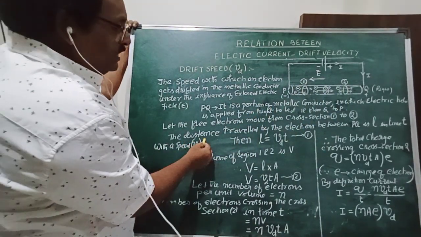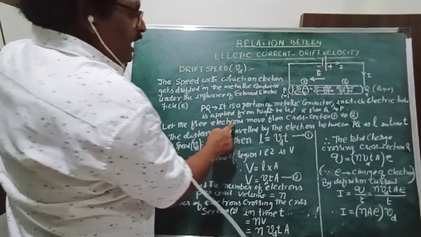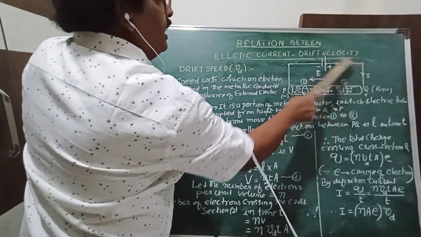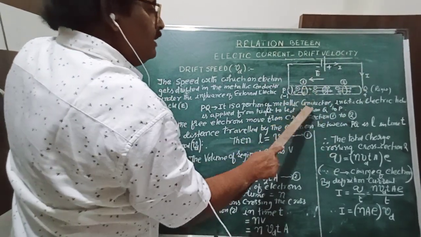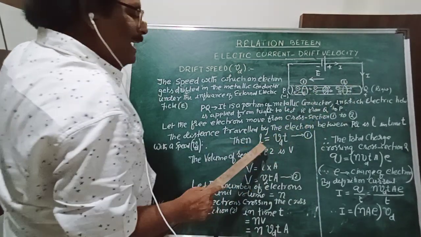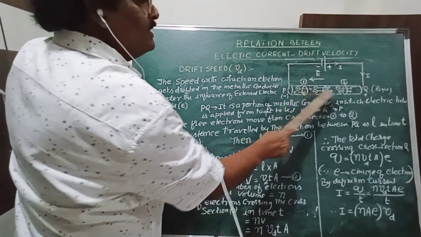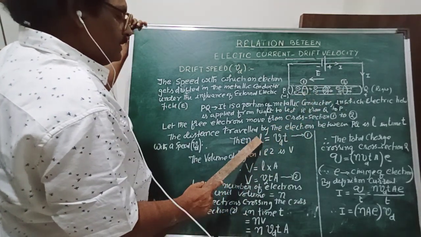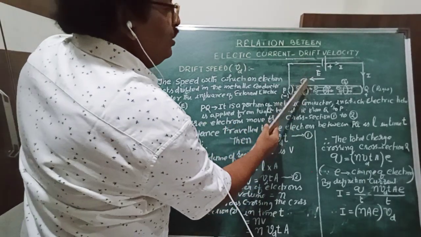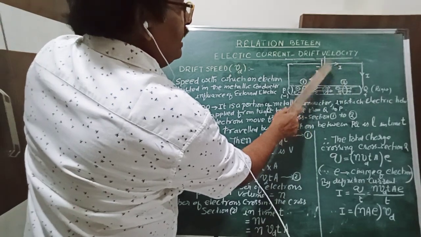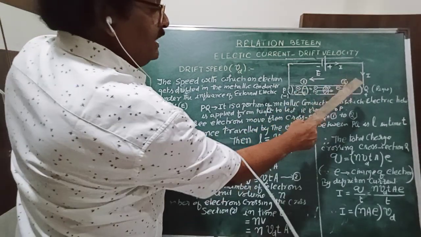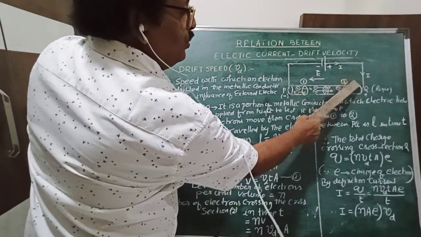So now you see, let the free electrons move from cross section 1 to cross section 2. Of course, they started moving from here to here also and are moving like this, but I consider the movement in between two cross sections separated by a distance L. The distance of separation between these two cross sections is L. Let the free electrons move from cross section 1 to cross section 2 by the application of the electric field. The distance traveled by the electrons between P and Q is L in time t.